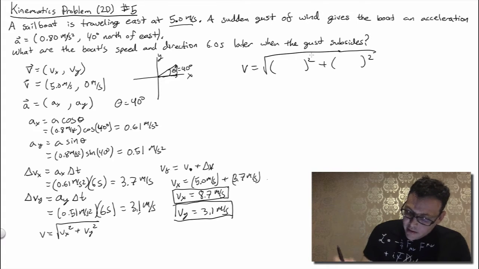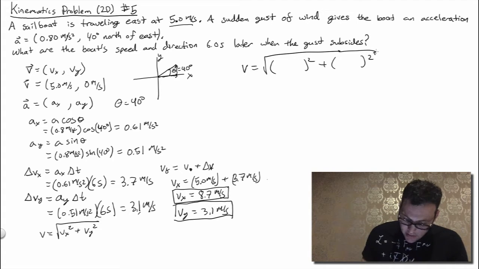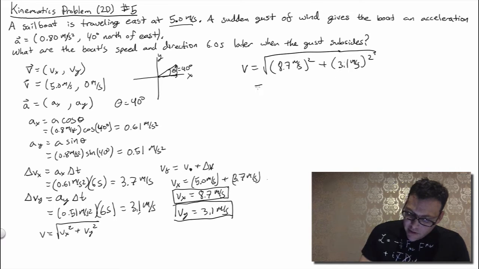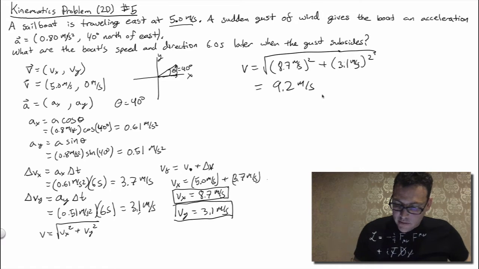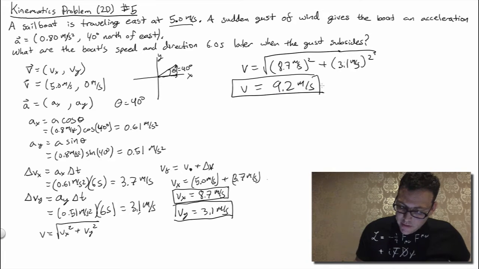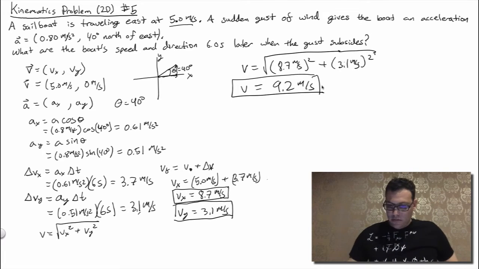I like to make sort of this road map. Then you're going to plug in 8.7 meters per second, and then 3.1 meters per second. And you'll find that you'll get 9.2 meters per second. So this is the magnitude. So that's how fast it's moving after 6 seconds. So we'll box that as an answer. Okay.